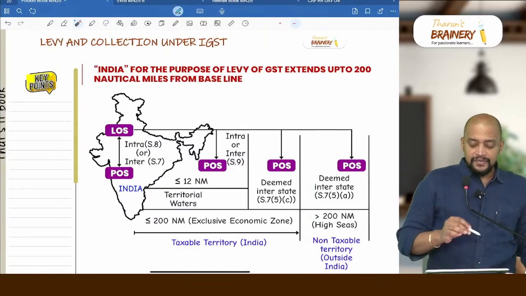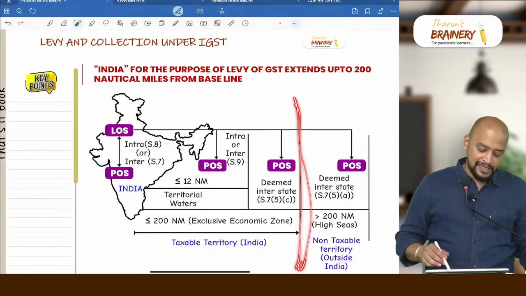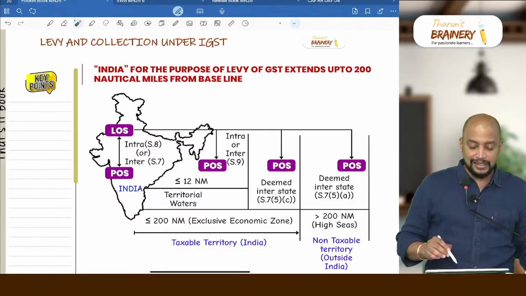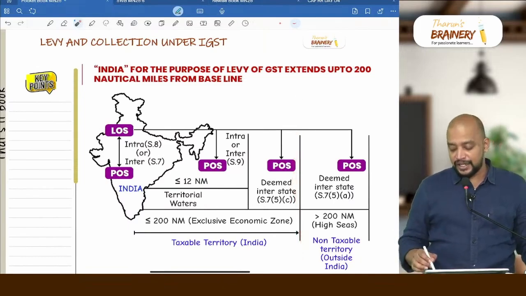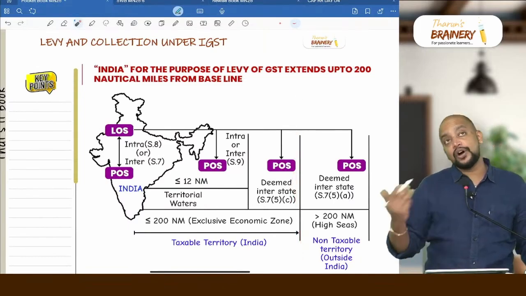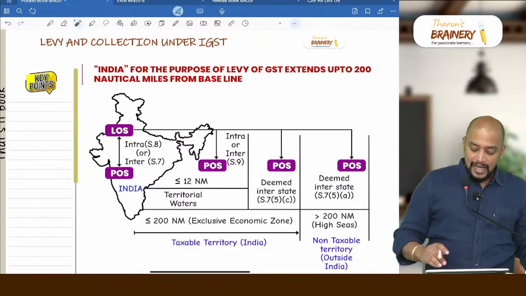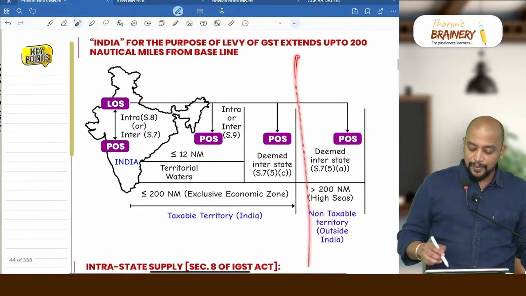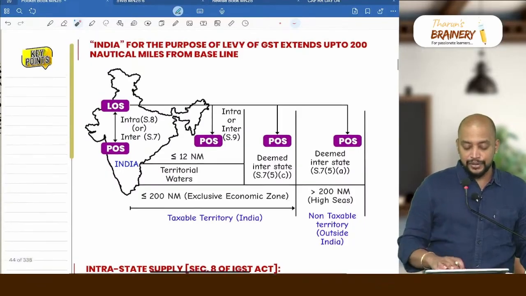That is, whenever the supply takes place up to 200 nautical miles from the baseline, it is known as supply in territorial, like taxable territory, and supply beyond 200 nautical miles from baseline is known as supply beyond, like outside India, supply outside India. And if the supply takes place up to 200 nautical miles, it may be either intra or inter depending upon the situation.